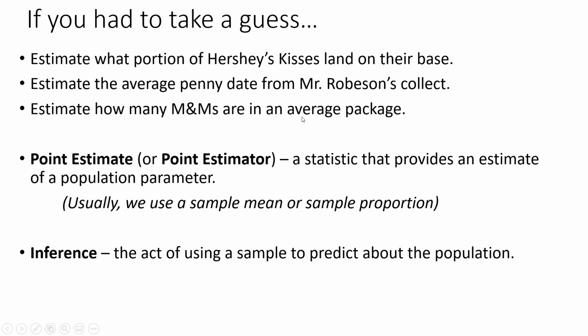All right, estimate how many M&Ms are in an average package. You know, if we had class, we would have seen that it's probably somewhere around 50, maybe 60, 55, whatever. But all these guesses are what we call point estimates, because we're guessing just one number at a time. And usually we're guessing a population parameter. We are trying to estimate the population parameter with one number. And that is what's called a point estimate, because we're guessing one point.